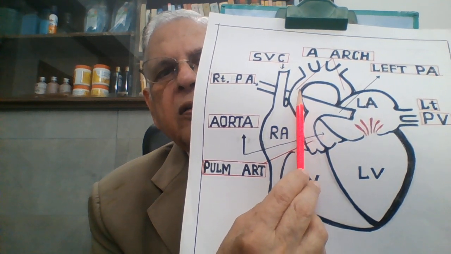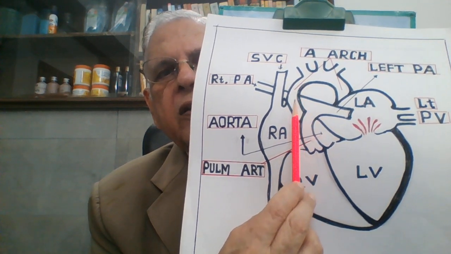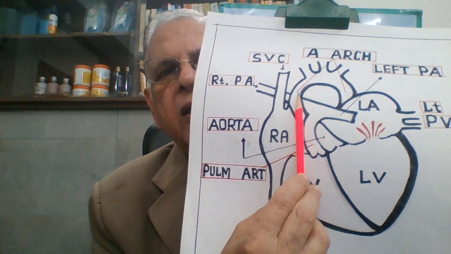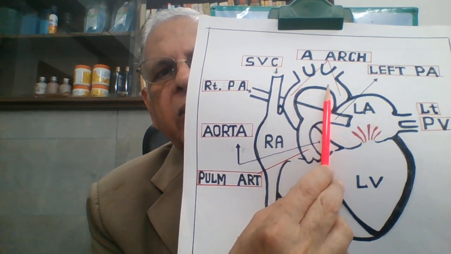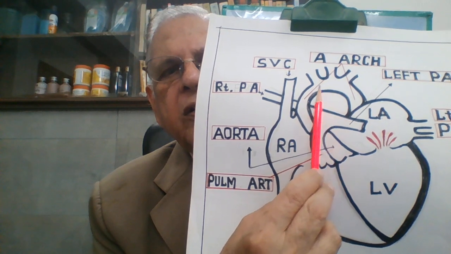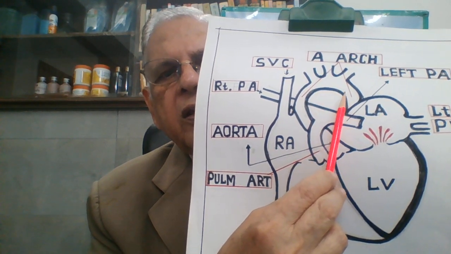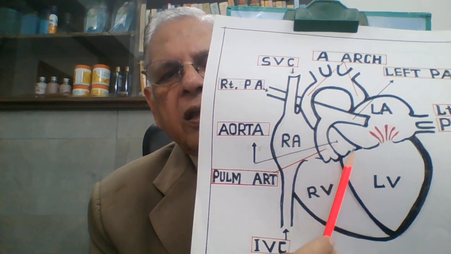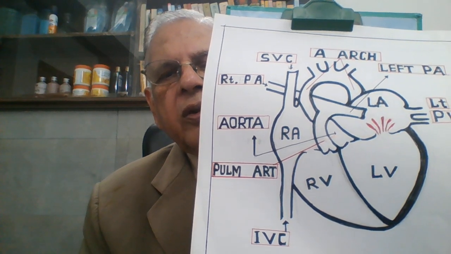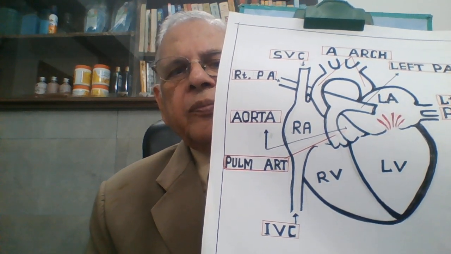Then this goes up, and then it is called ascending aorta. Then it takes a turn, it makes an arch. It is called aortic arch. And after the aortic arch, this goes behind the heart like this, and then comes out as the abdominal aorta. Now see what you know about the coronary arteries.